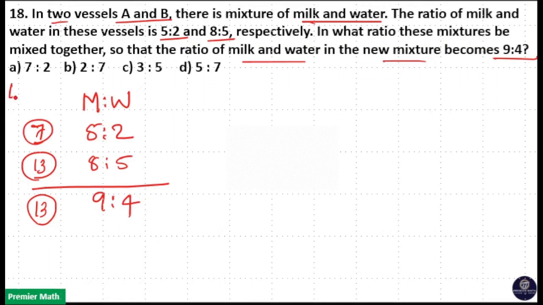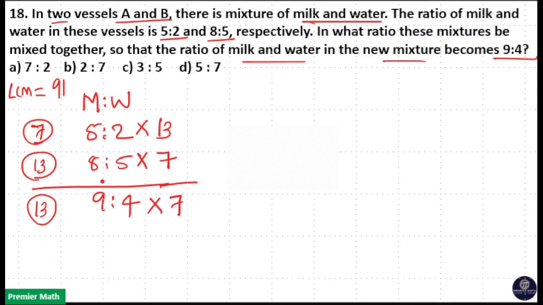Here LCM of 7, 13 and 13 is equal to 7 into 13, that is 91. So multiply the first ratio with 13, because this is 7 parts and you need to make it 91 parts. 7 into 13 is equal to 91. Multiply the second ratio with 7, because it is 13 parts and you need to make it 91 parts. 13 into 7 is equal to 91. In the same way, the final ratio is also 13 parts, so multiply it with 7.